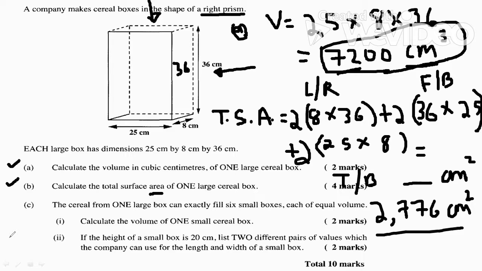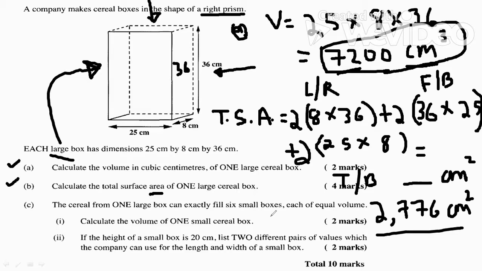All right, from one large box. By the way, this is a large box. What we're looking at is a large box. Agree? It says the cereal from one large box can exactly fill up, let me use part one, fill up 6 little boxes of equal volume.